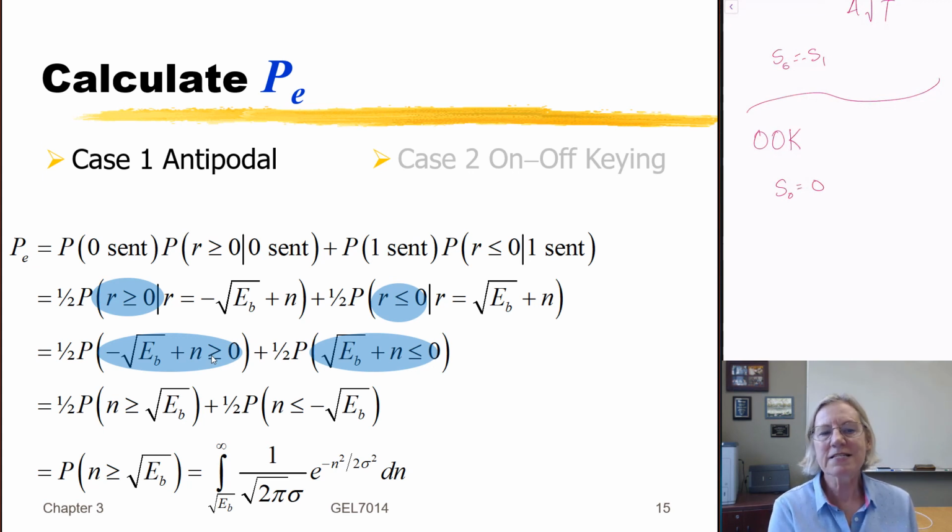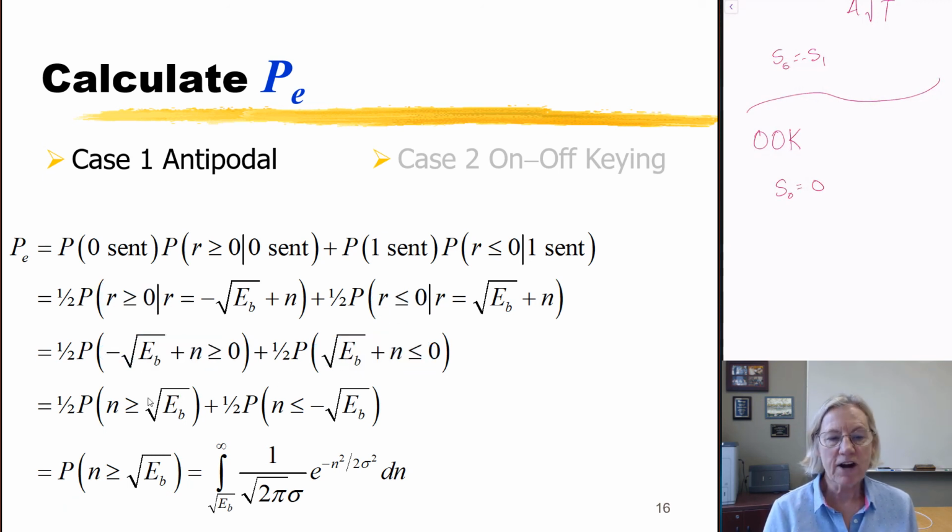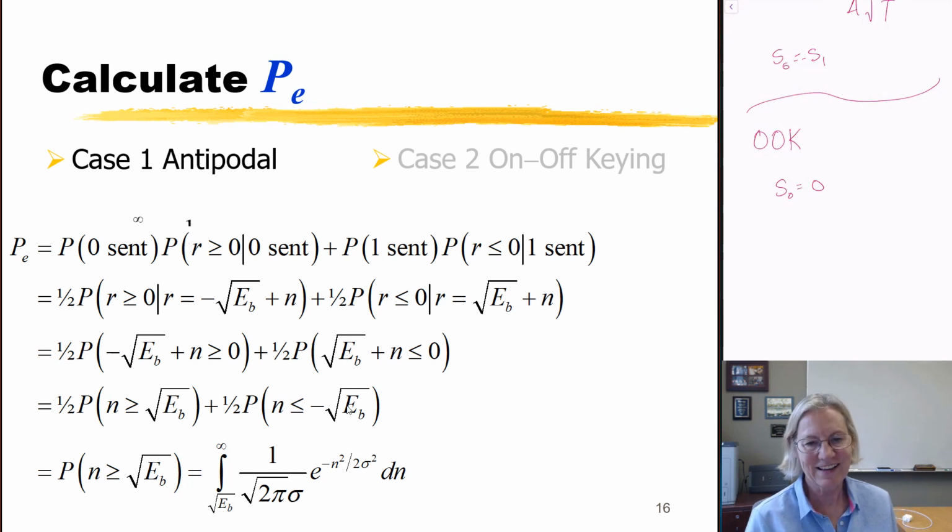So this condition makes it easy for me to write this probability. And the same thing happens in the second term. The probability that R is less than 0 is the equivalent of asking, is the square root of EB plus N less than 0? So now that I have these very straightforward inequalities, I can solve for N, and this becomes the probability that N is greater than the square root of EB times 1/2 plus 1/2 the probability that N is less than minus the square root of EB.